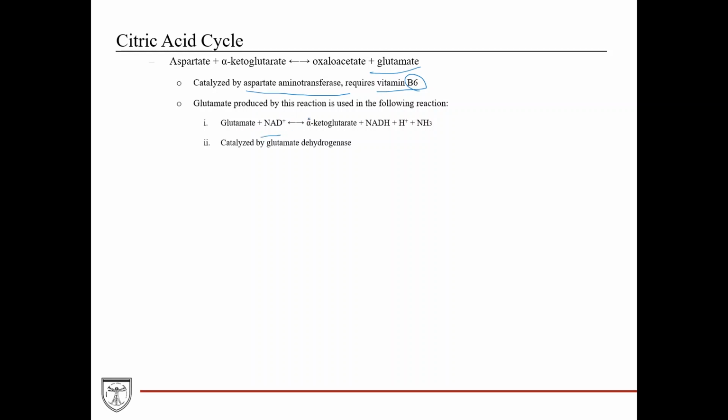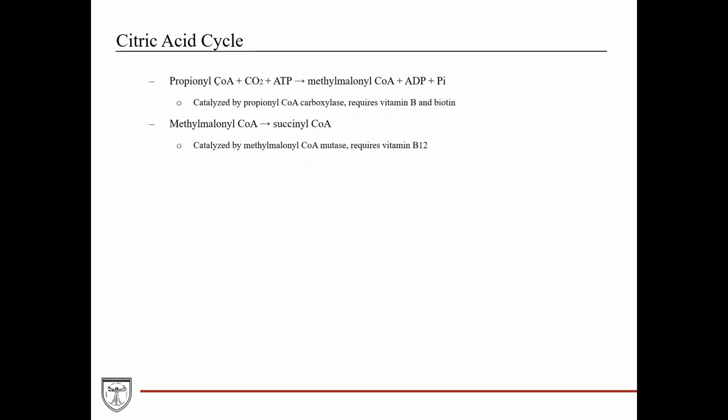So you combine it with an NAD, and then you yield an alpha-ketoglutarate and an NADH, and then ammonia as well. And this is catalyzed by glutamate dehydrogenase. Here you have 2 reactions that work together to eventually give you succinyl-CoA. So you start with propionyl-CoA plus CO2 plus ATP, which gives you methylmalonyl-CoA. This is catalyzed by propionyl-CoA carboxylase, and this requires biotin. Then methylmalonyl-CoA is converted to succinyl-CoA by the enzyme methylmalonyl-CoA mutase.